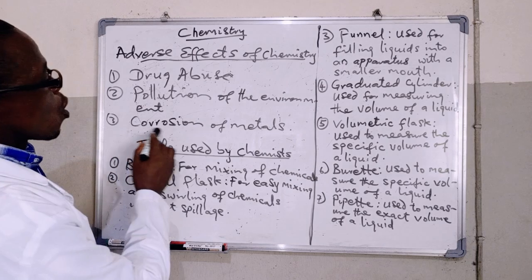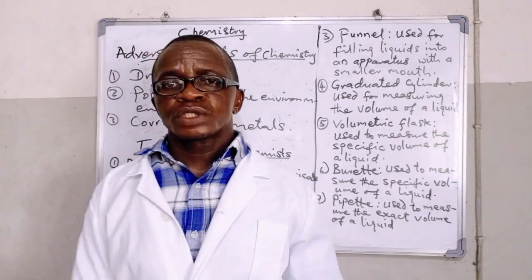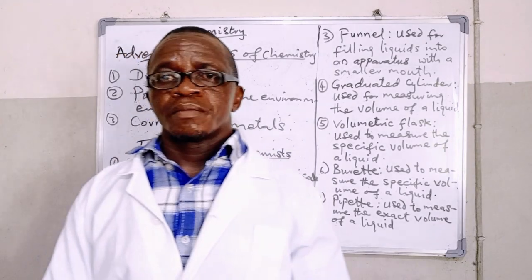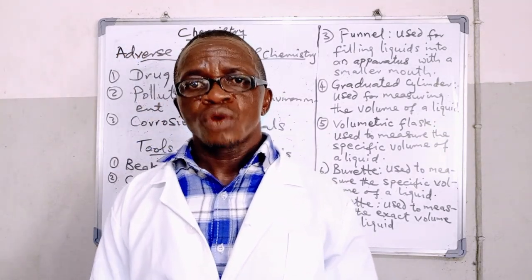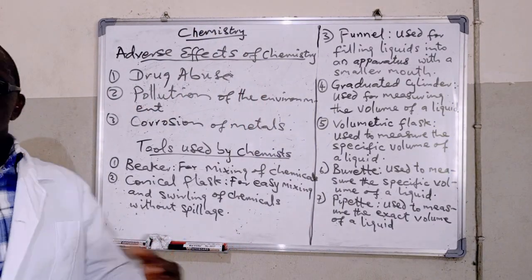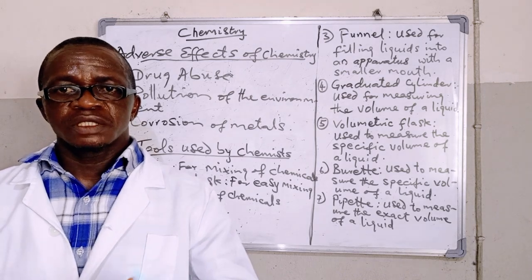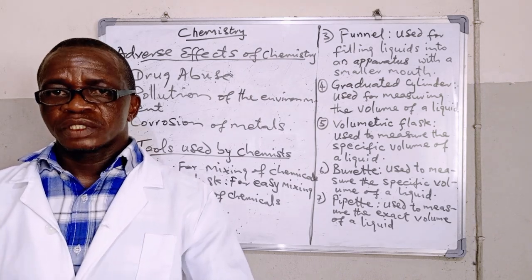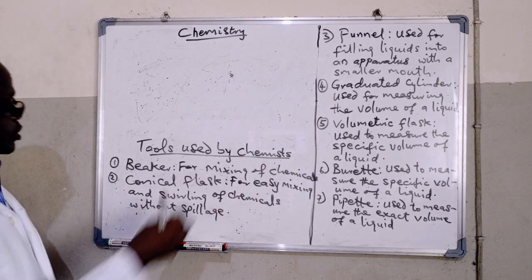Number three is corrosion of metals. What is corrosion? Corrosion is just like, say, rusting. Corrosion is rusting. So metals corrode more in the environment where you are carrying out chemical processes than where you have not carried out.